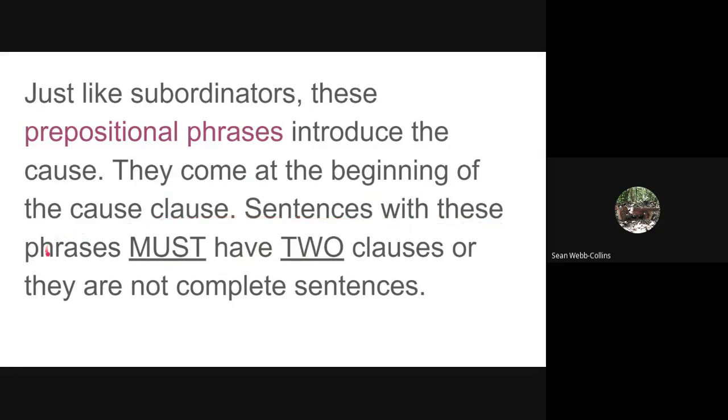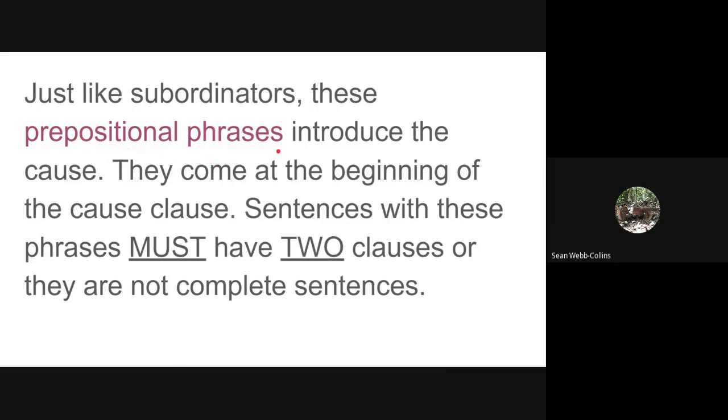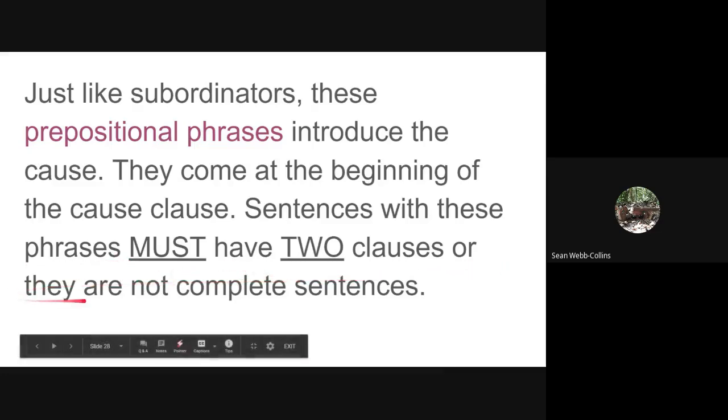Sentences with these phrases must have two clauses or they are not complete sentences. Once more, just like subordinators, these prepositional phrases, due to the fact that, because of the fact that, introduce the cause, and they must come at the beginning of the cause clause. Sentences with these phrases must have two clauses or they are not complete sentences.